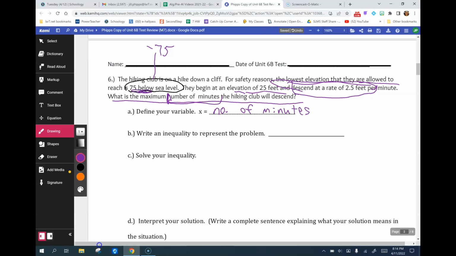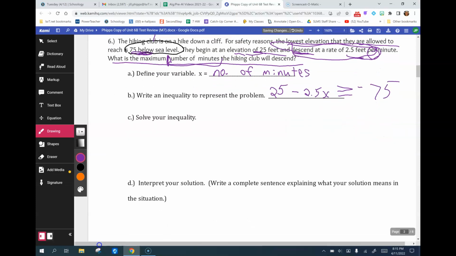Now write an inequality to represent this problem. Well, we can't go below negative 75. So once again, here's my negative 75. Can I go above it? Can I go below it? Which one? Well, they said I can't go below it, so I have to go above. So what we're doing has to be greater than or equal to negative 75. Okay? So what do I have? Where do I start? I start at 25 feet. And then I descend. What does descend mean in math? That's right, you're going to subtract. And whenever it says per, that means you're going to multiply. So 2.5 per minute. That's my inequality.